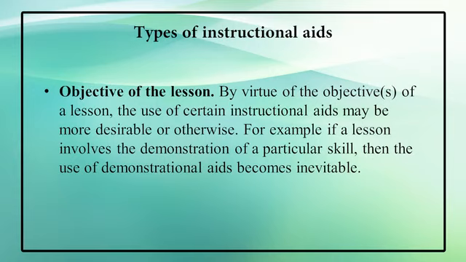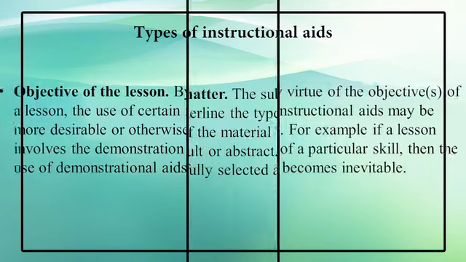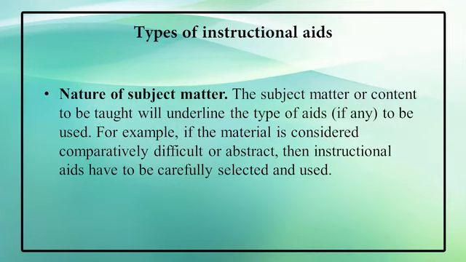Objective of the lesson. By virtue of the objectives of a lesson, the use of certain instructional aids may be more desirable or otherwise. For example, if a lesson involves the demonstration of a particular skill, then the use of demonstrational aid becomes inevitable. Nature of the subject matter. The subject matter or content to be taught will underline the type of aids to be used. For example, if the material is considered comparatively difficult or abstract, then the instructional aids have to be carefully selected and used.